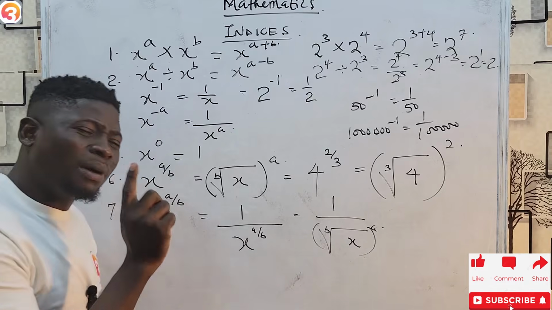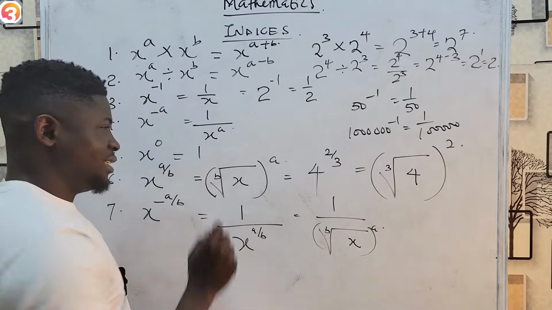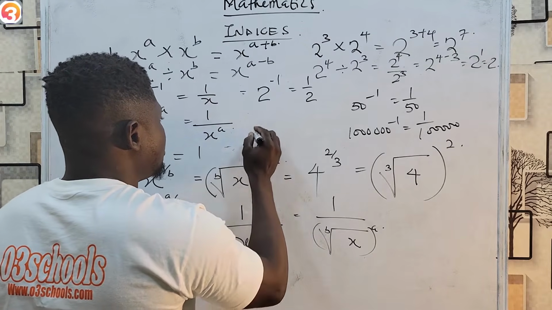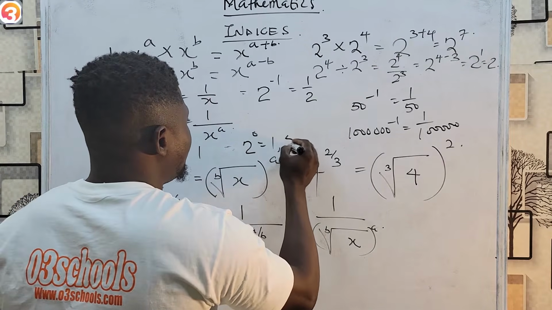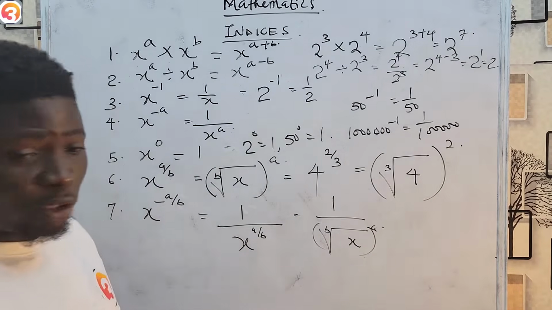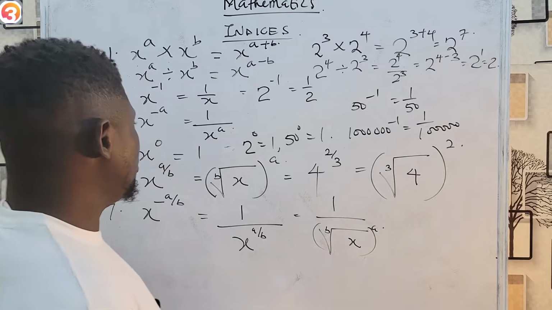Now, anything raised to the power 0 is what? It is 1. So if you have something like 2 raised to the power 0, for example, it is equal to 1. Then 50 raised to the power 0 is what? It is 1. Anything at all that is raised to the power of 0 will give you 1.